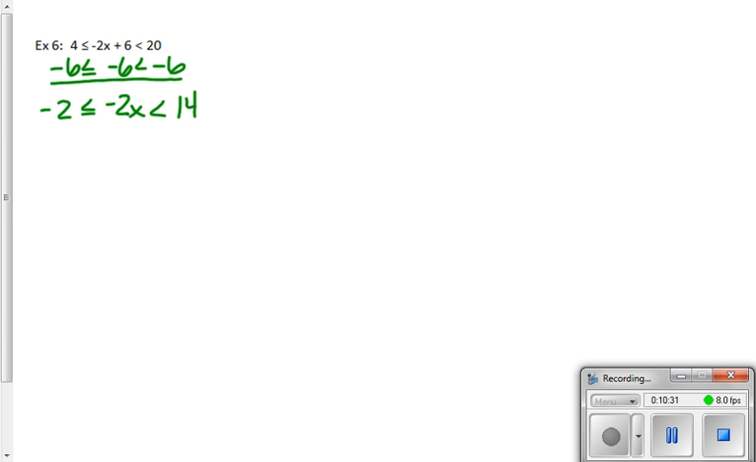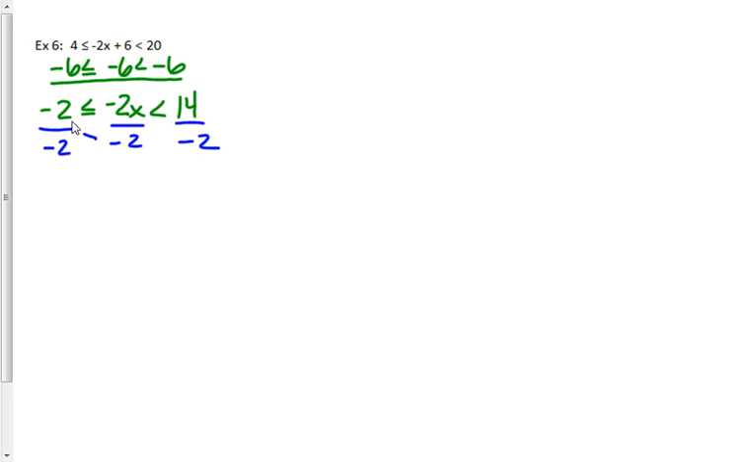Step 1, subtract 6 from all sides, and then we have that new inequality there, negative 2 is less than or equal to negative 2x, which is less than 14. Need to get x alone. So we divide by negative 2. Now when you divide by a negative number, reminder, when you multiply or divide by a negative, the inequality signs flip. So we have to flip those signs. And then we can do our computation here, which is 1 is greater than or equal to x, which is greater than 14 divided by negative 2, which is negative 7.